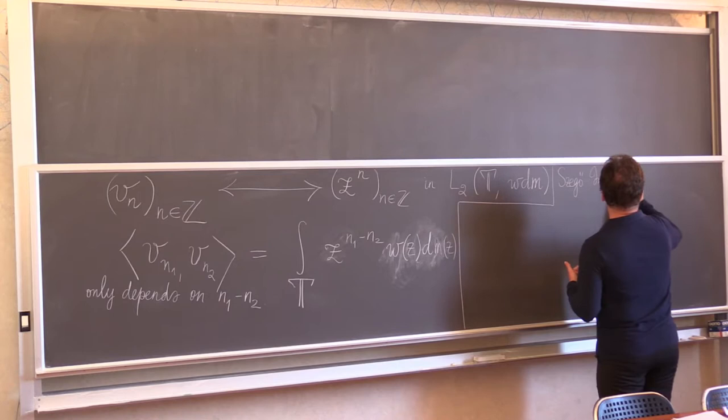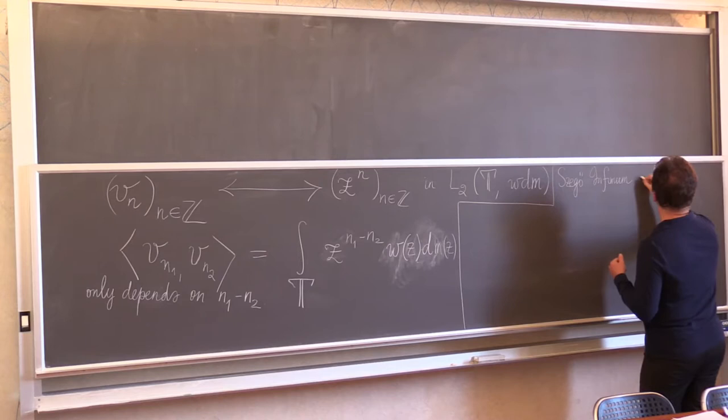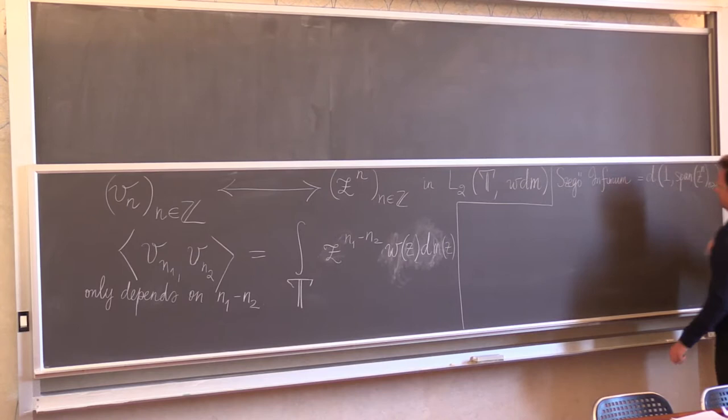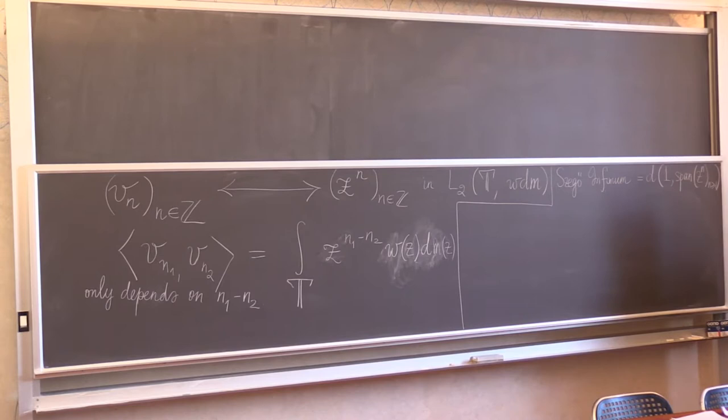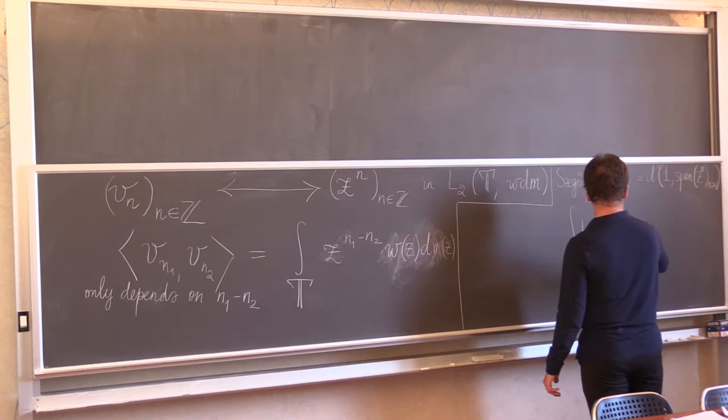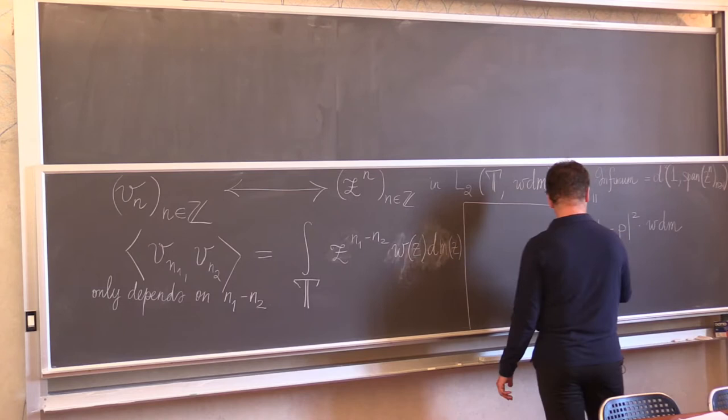So this is the distance from the function 1 in this Hilbert space, in this L2, to the span of z to the n, n at least 1. So in other words, this is just the square of the distance, it is just the integral of W dm over the circle.